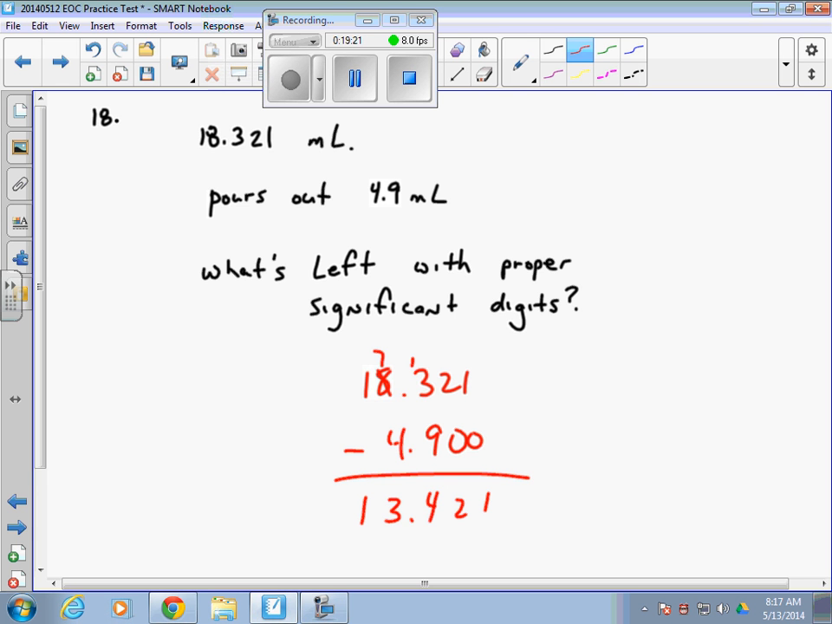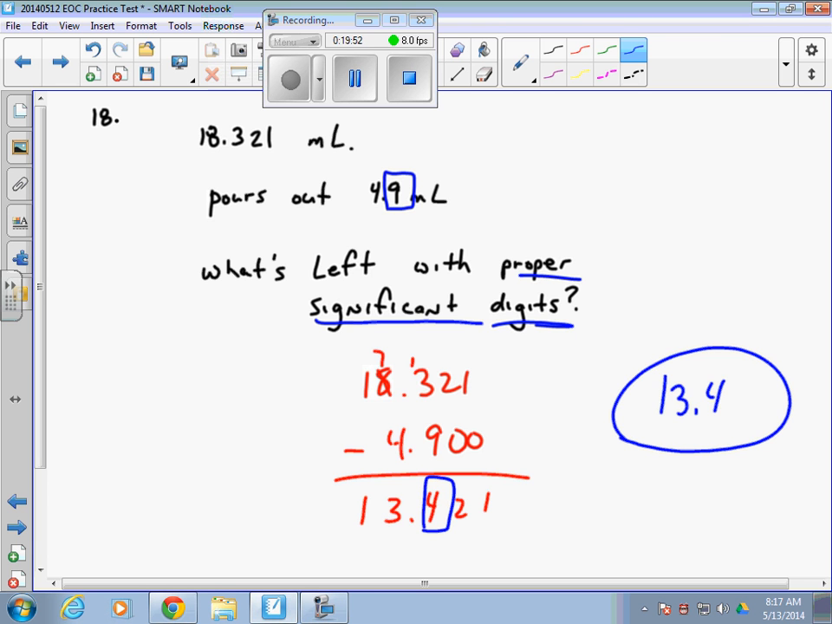But notice all of those answers give you the same numbers, just with a different amount of them. When it says proper number of significant digits, this is something you learn in your science class, you have to go with the one that has the least amount. That causes it to be the least accurate. This one has one place after the decimal, 0.9. So you want one that has one place after the decimal. 13.4 is the proper amount.